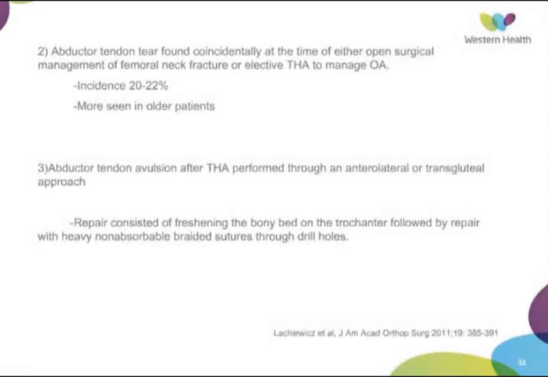The second group of the tendon tears that get repaired are the ones that are found at the time of doing hemiarthroplasty for a fracture, or doing an elective total hip arthroplasty to manage osteoarthritis. These are patients who are normally asymptomatic, they have no pain in the area, and the tear is seen intraoperatively. The incidence in different papers has been described to be between 20 and 22%, and normally it's seen in older people more than younger patients.